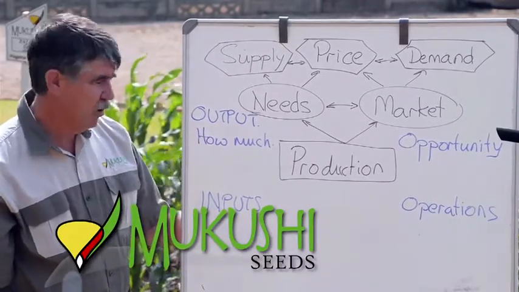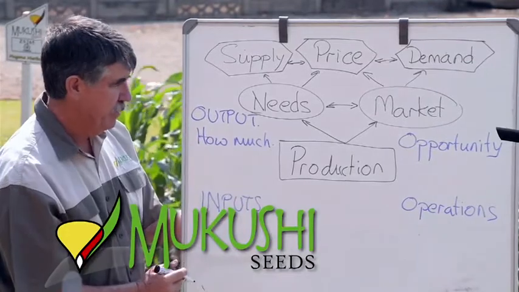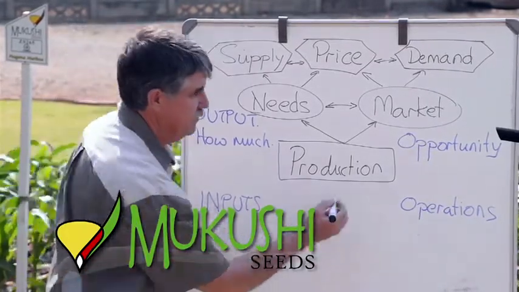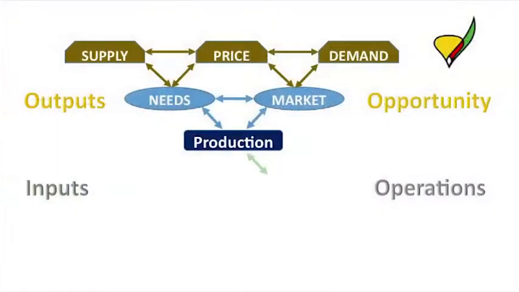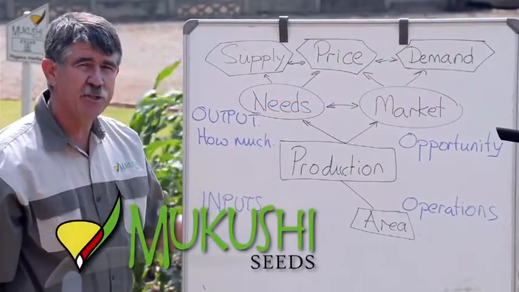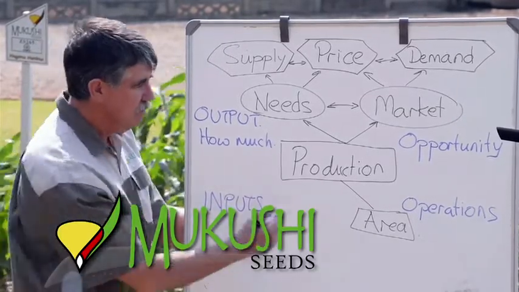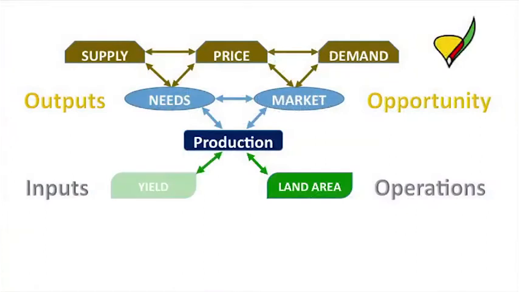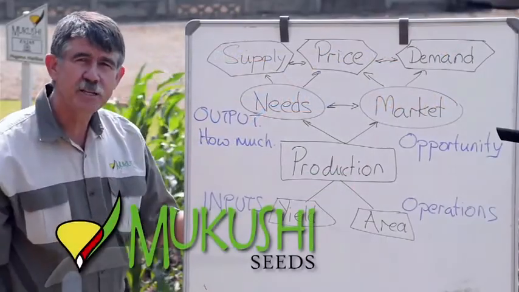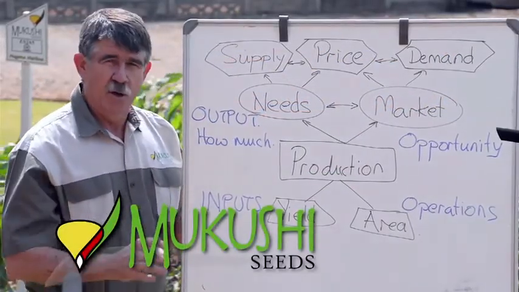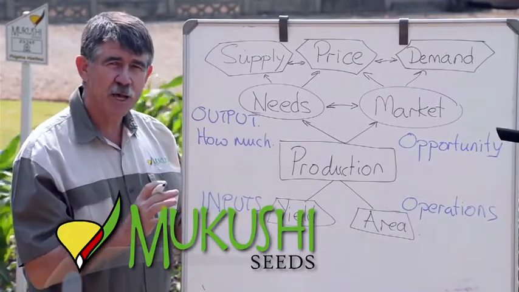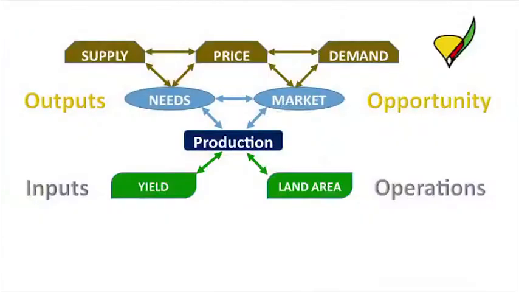Now, when we talk about how we are going to do the production, there are two things that are important. The first is the area of land that you have that you can allocate to this particular crop. The second thing is your yield. Your yield target. The area times the yield is going to give you the production. So these two are related and connected.